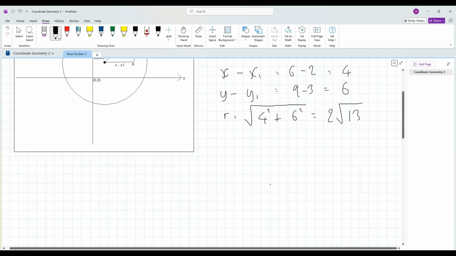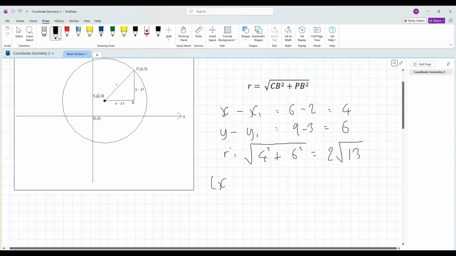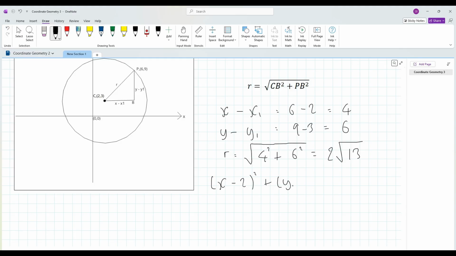So the final equation of our circle is (x minus 2) squared plus (y minus 3) squared equals (2 root 13) all squared, which gives us finally (x minus 2) squared plus (y minus 3) squared equals 4 times 13, which is 52. And there we have it.